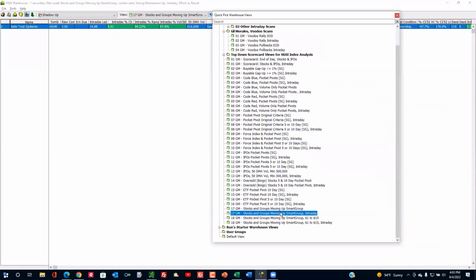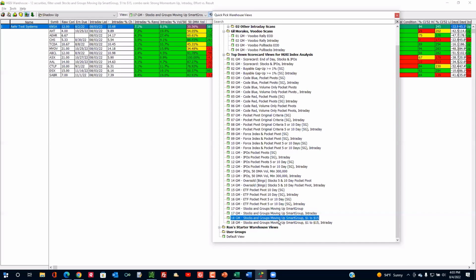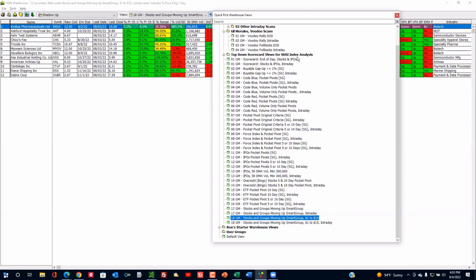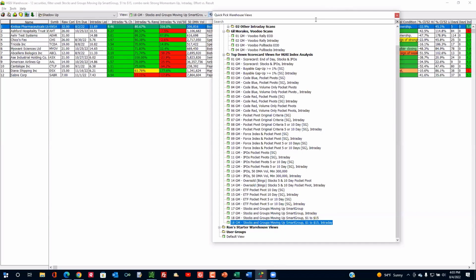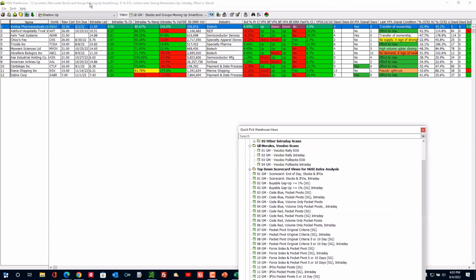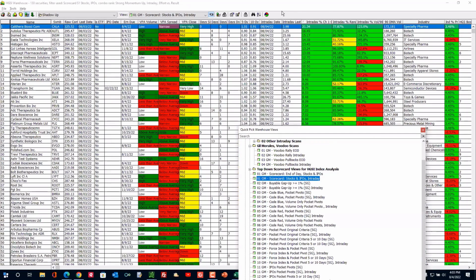Let's see if any of these were in the stocks and groups moving up under $15 yesterday. Yes, they were. And you can see that they're all up today, but I already know that because I am only looking for the stocks that were up. And then you can do your prospecting here. But let's go back to this.